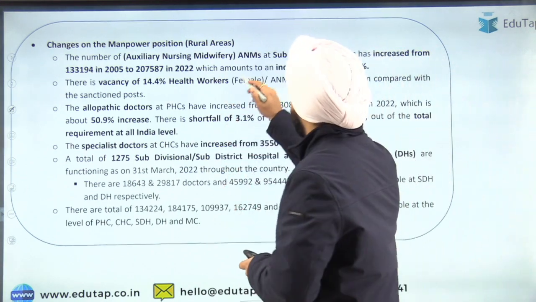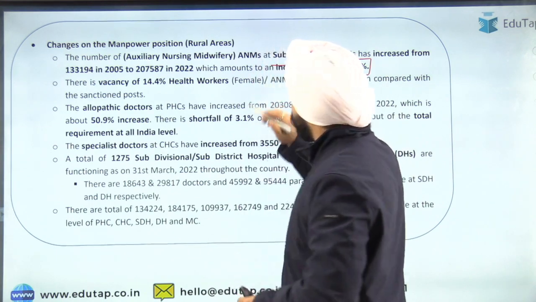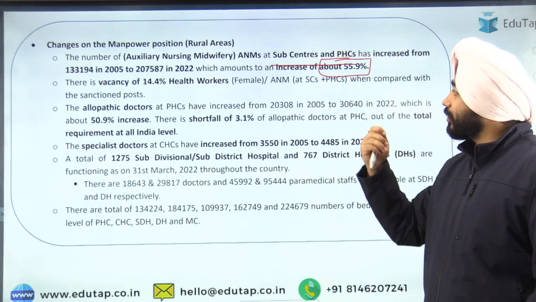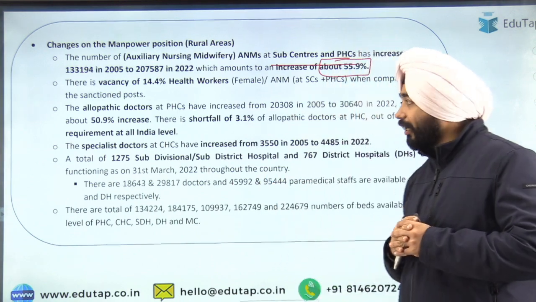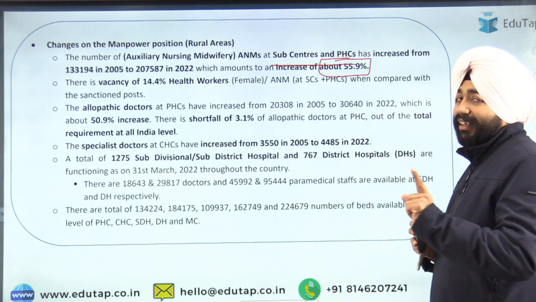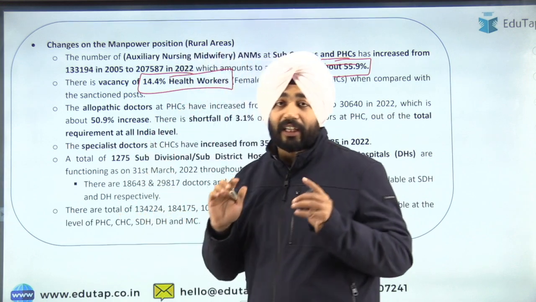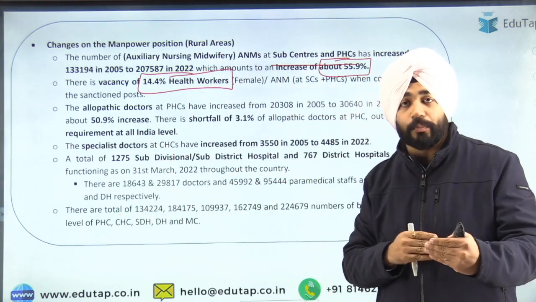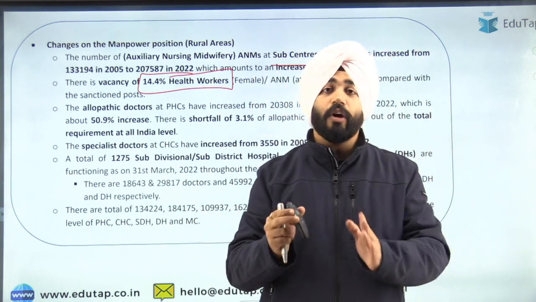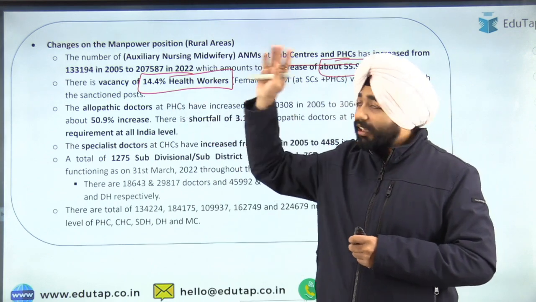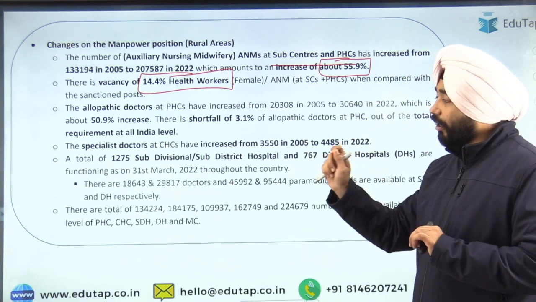So it says that in terms of auxiliary nursing midwives at sub centers and primary health centers, there is an increase of about 55.9%. But still it says the vacancy of around 14.4% of health workers is still there out of the number of sanctioned posts. So which means it says the manpower still is very low. Manpower is low in terms of health infrastructure, that has been highlighted here. Even out of the vacancies, 14.4% is still quite low in terms of sanctioned posts.